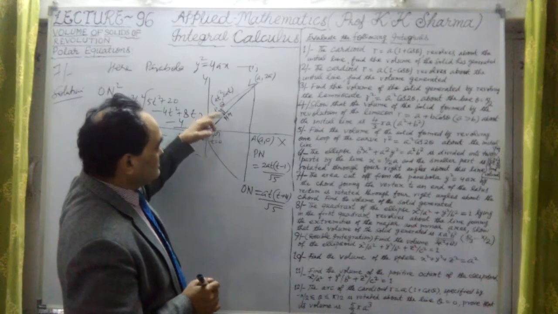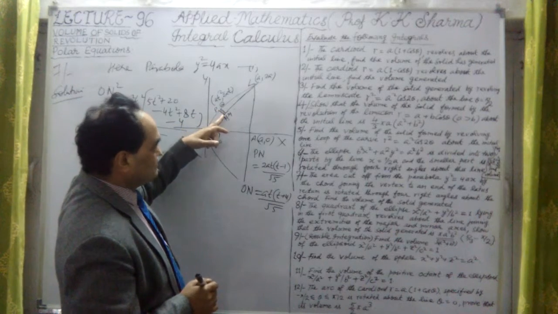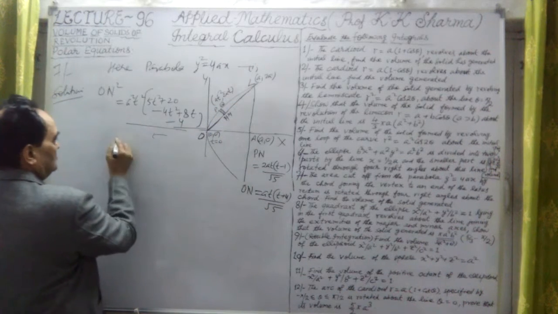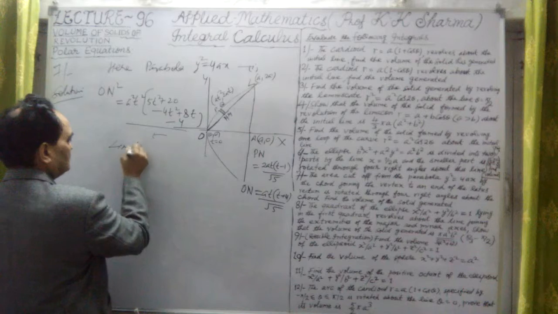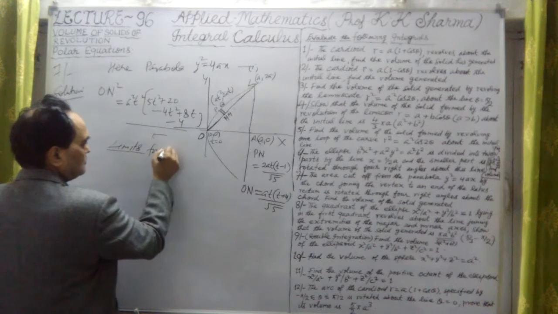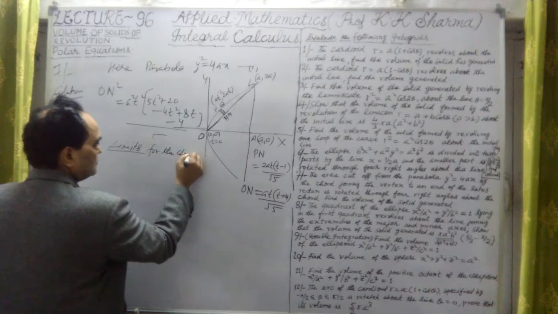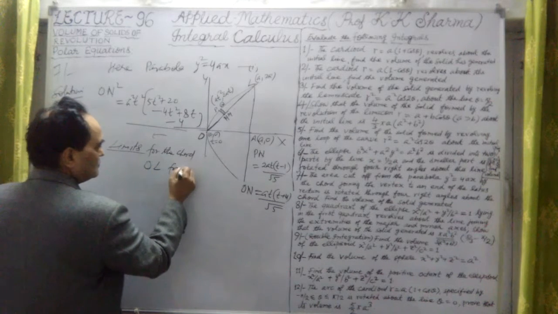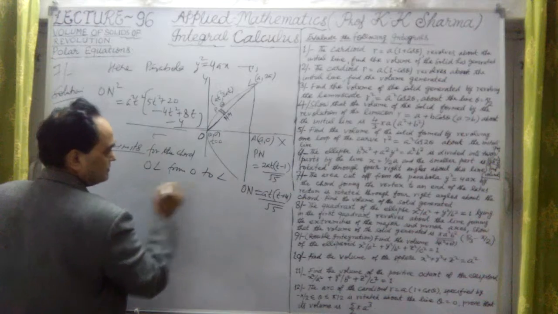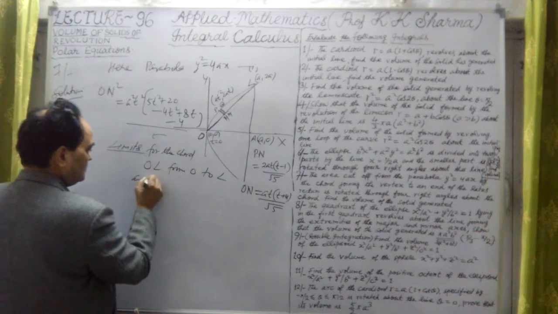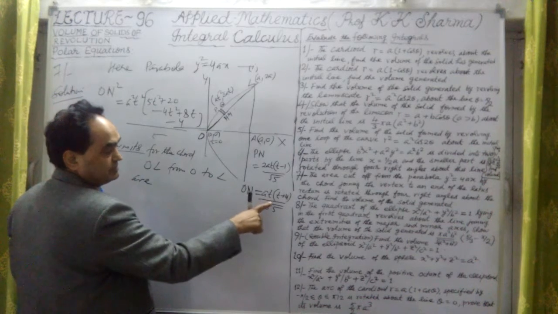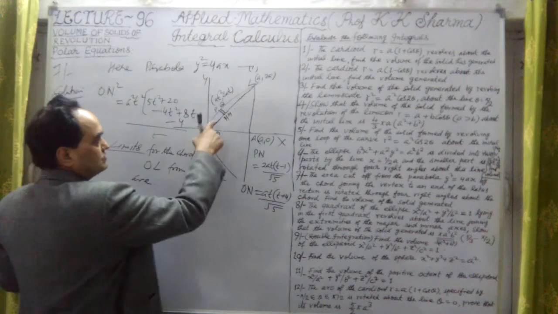Therefore, the volume of the solid generated. Now this PN is the radius of the elementary strip. For limits, let me find out what are the limits here. Now limits for the chord OL, from O to L, are in t. Here we have found the limits in t, because t is the variable here. So what are the limits of t here?